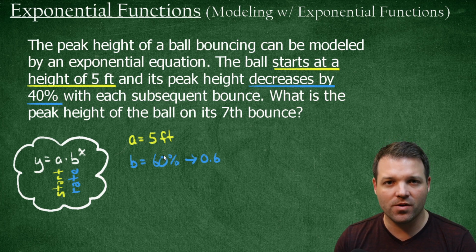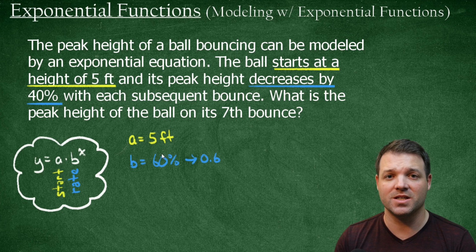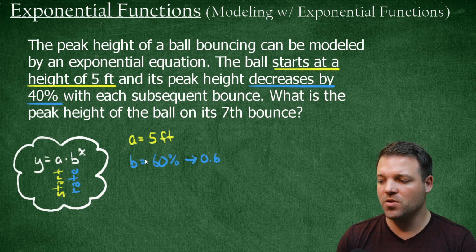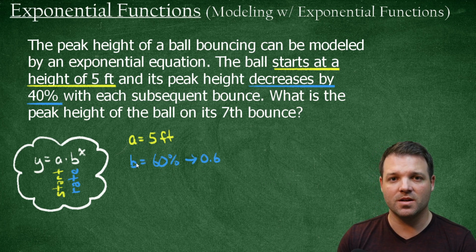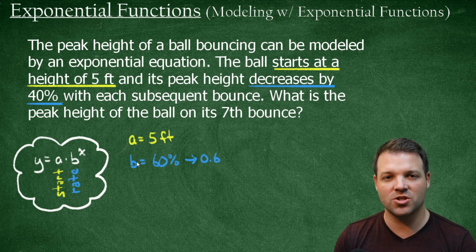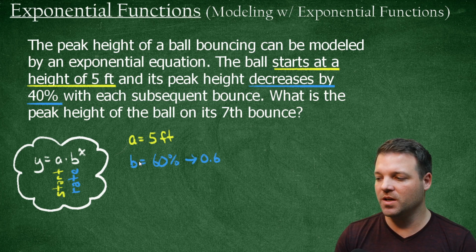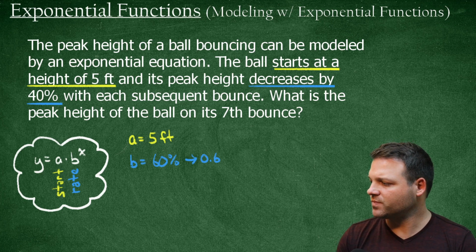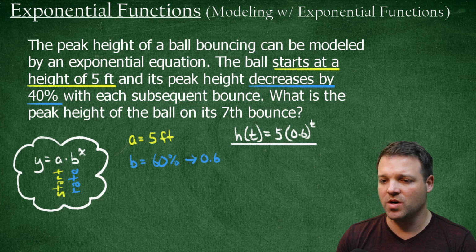However, we never put in a percentage for our rate. We always convert it to a decimal, and 60% converts to 0.6. The way you can do that is you can move the decimal to the left 2 places. So now that we have our a value and our rate, our b, which technically stands for base, but in almost all these problems it's going to stand for a rate, let's go ahead and apply that to our function.